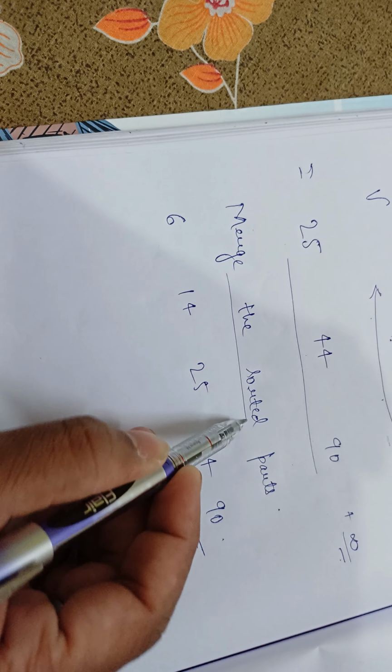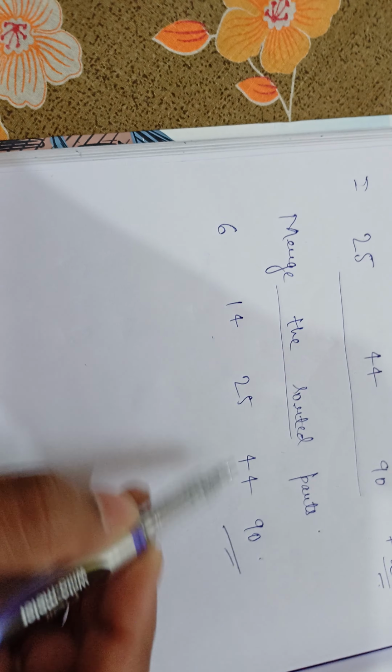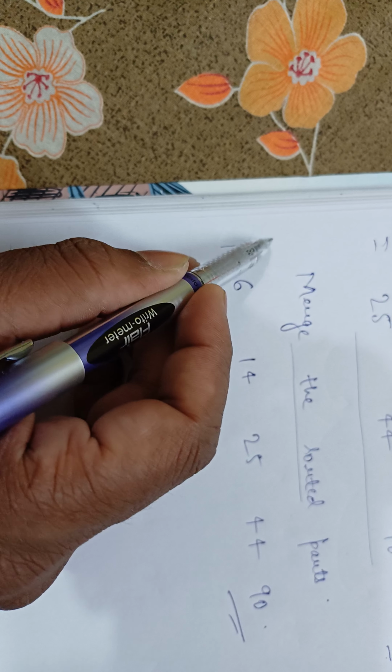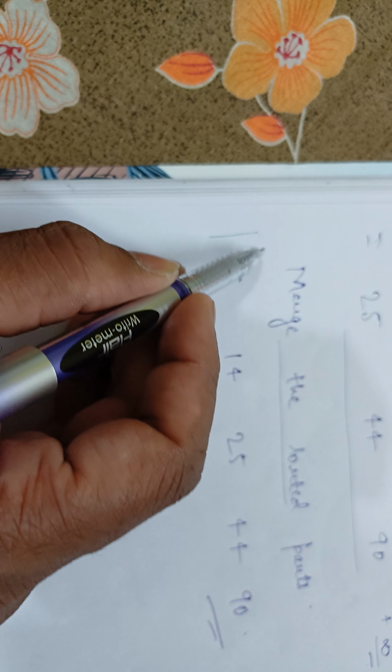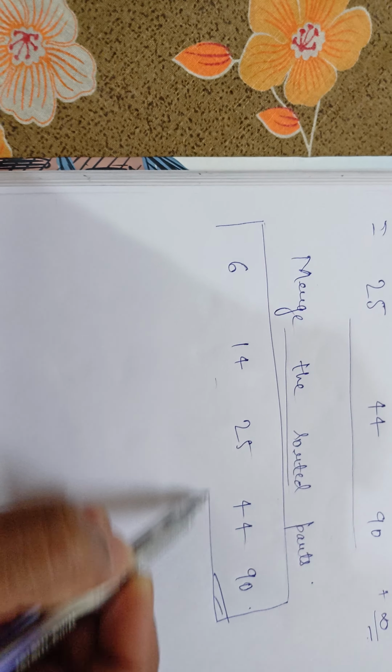Now you merge both the parts, and this gives you your sorted list or sorted array, sorted series, whatever you want to call it.